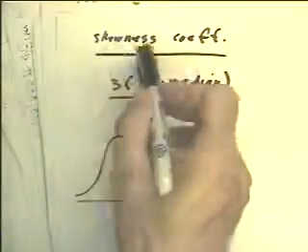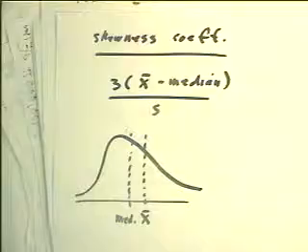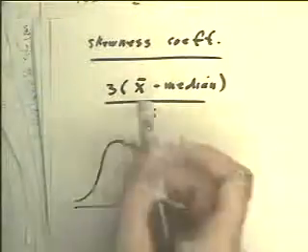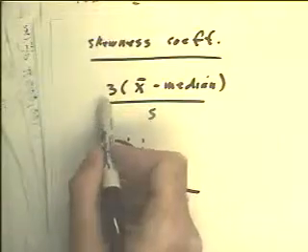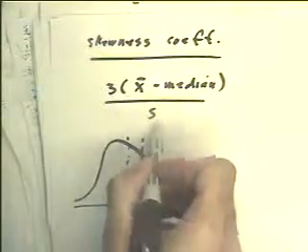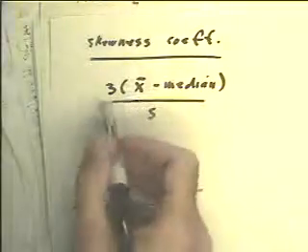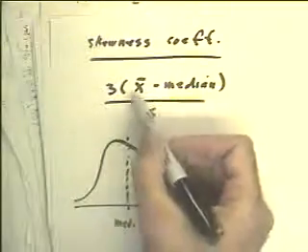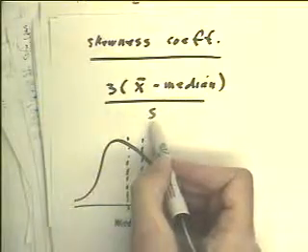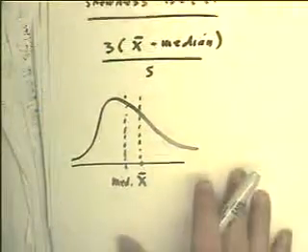Your text talks about what's called a skewness coefficient. This skewness coefficient has a formula: 3 times x bar minus median, all over the standard deviation. That means 3 times the difference between the mean and the median, all divided by the standard deviation. Now, what could be the meaning of that?